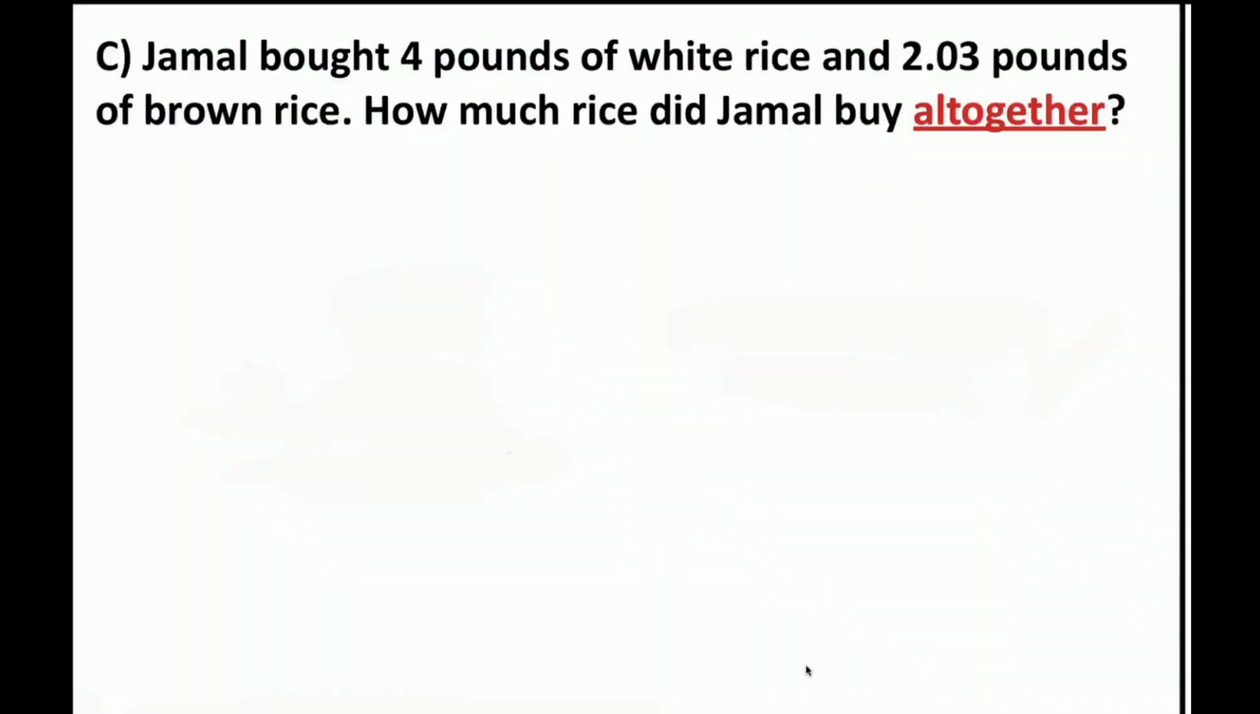Let's start by checking C. You should have underlined the keyword altogether. Then we're going to use the standard algorithm to solve. Altogether is a keyword for addition.